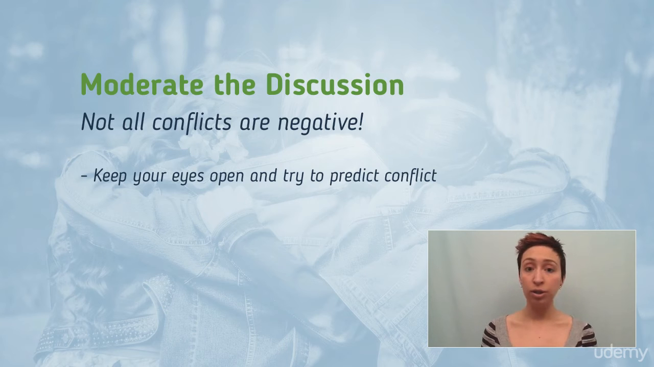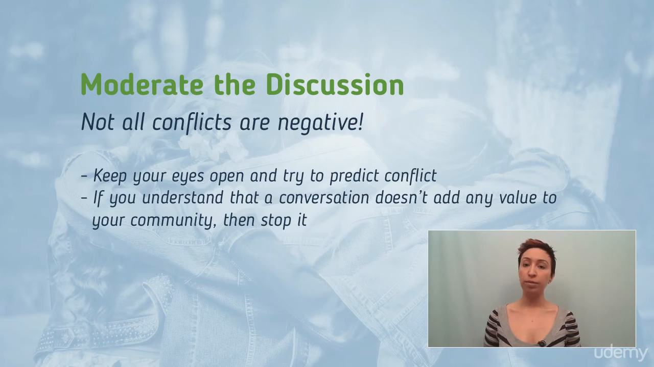When a disagreement actually starts, you can handle it in 4 different ways. Maybe you spot a conversation that might result in a conflict. However, it's a new type of conversation for you, so you cannot really tell how it's going to continue. So keep an eye on it and let it continue. As it goes on, evaluate the reasons why you should let it go on and the reasons why you shouldn't. If you understand that it doesn't add any value to your community, then stop it.